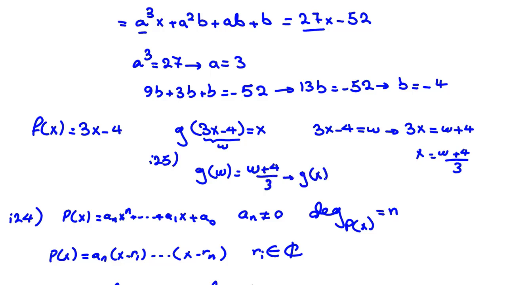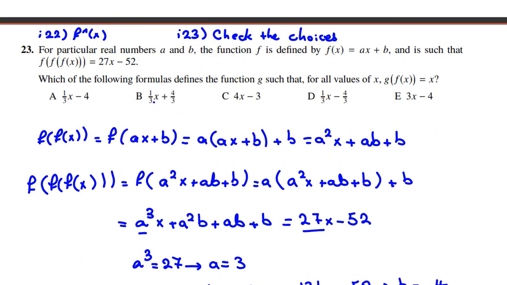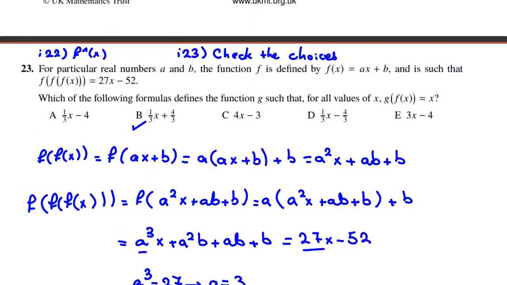So we can change the variable. g of x is (x plus 4) over 3. Which of them is (x plus 4) over 3? Choice B. Okay, so we've solved this problem.